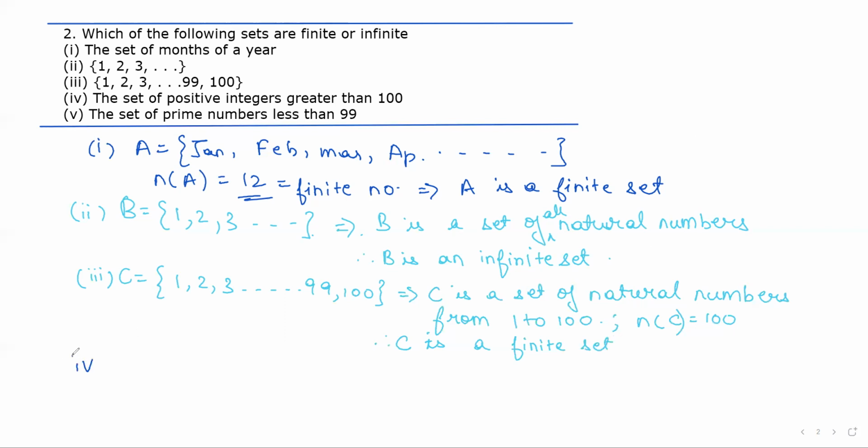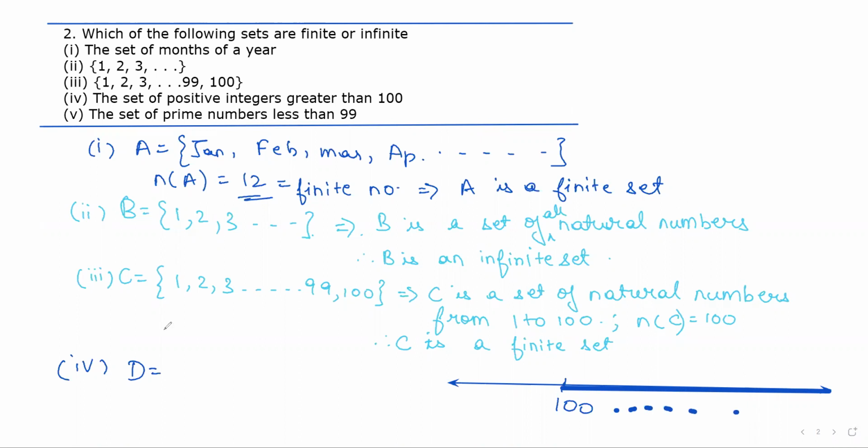Next, a set of positive integers greater than 100. D is a set of positive integers, but integers which are greater than 100. If we draw a number line, and if this is 100 over here, you are supposed to consider all the positive integers which are greater than 100. Right? That's what's given in the question. Now we know that there are infinite numbers as such. From 100 till infinity, you can have these infinite numbers of elements in the set. Hence, D is an infinite set.